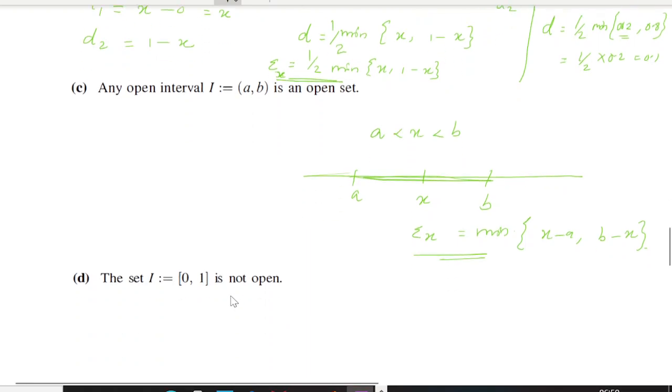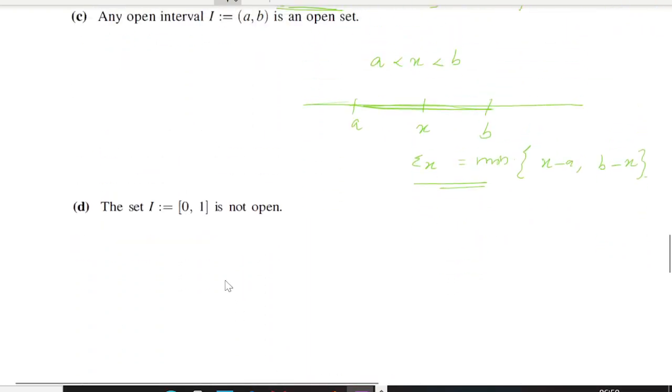Now next is the set closed interval [0, 1]. This is not an open set. What's the reason? Here is 0, here is 1, here should be minus 1. So the line is extending like this. Now suppose I am taking a point over here. No problem, you can go for the distance and take the half of that distance, it will work. But 0 is an included point.